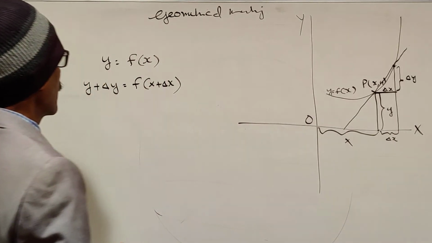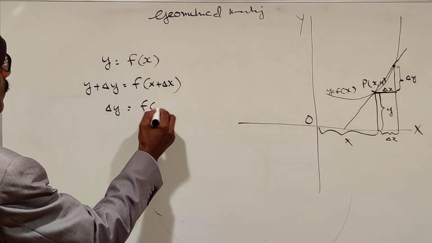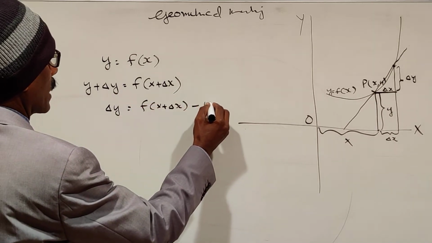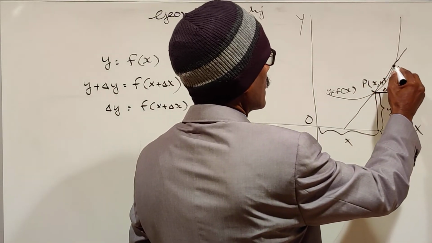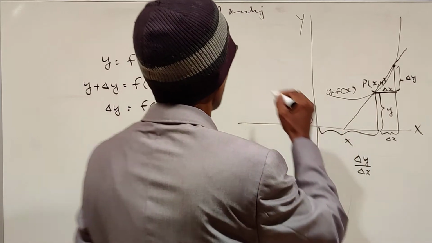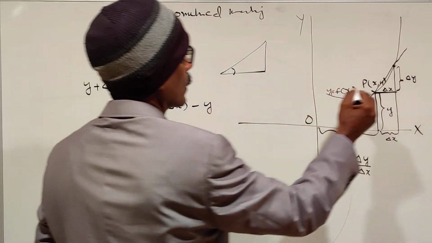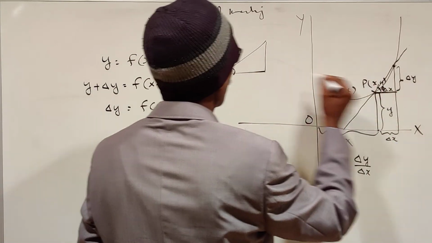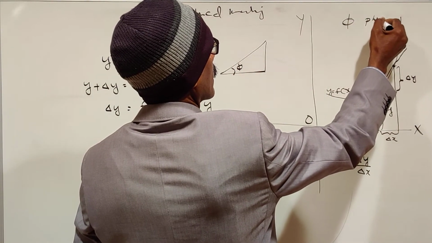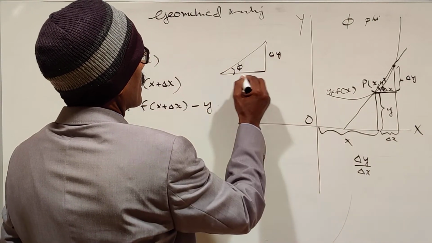So what is delta y by delta x? I'm going to explain. Delta y equals f of x plus delta x minus f of x. See, this is an angle. I'm going to call that angle phi, which is a Greek letter. This one is delta y, and this one is delta x.